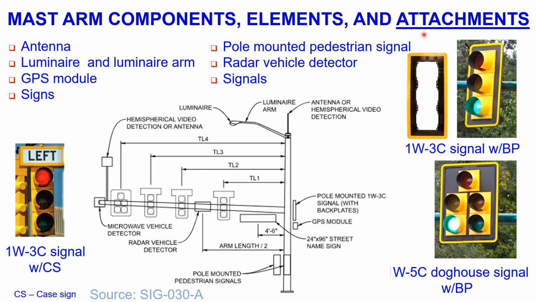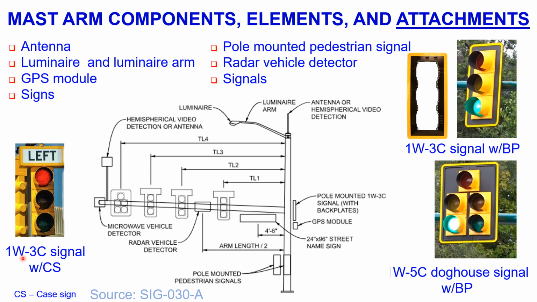There are many different types of attachments, for example, an antenna, luminaire and luminaire arm, and GPS module. Then there are street signs, pole-mounted pedestrian signals, radar vehicle detectors, and signals. There are different types of signals. We have a 1W3C signal with backing plate. This is a backing plate, so it is attached behind the signal. We have a W5C doghouse signal with backing plate.